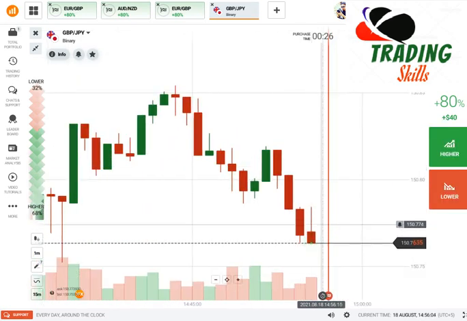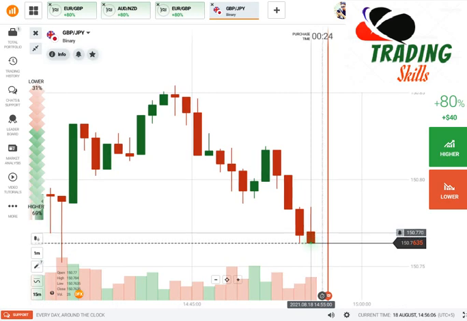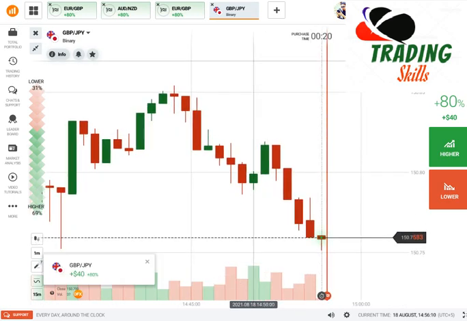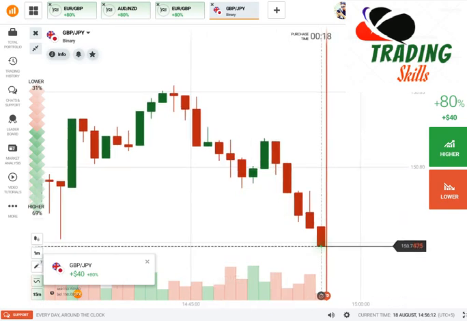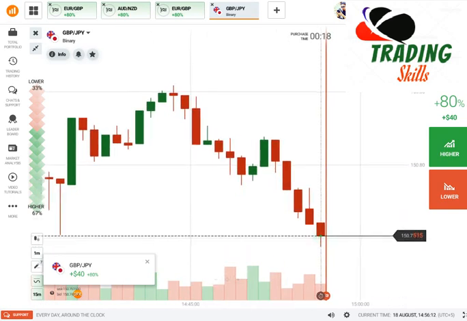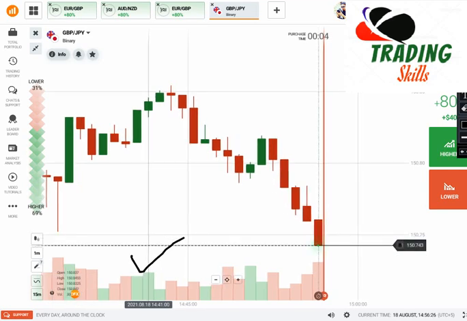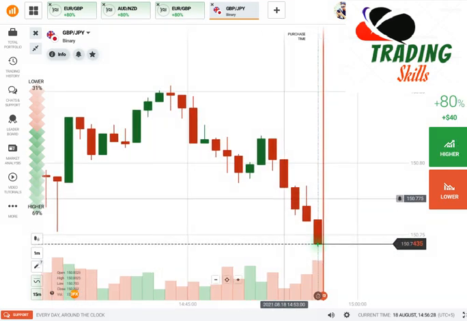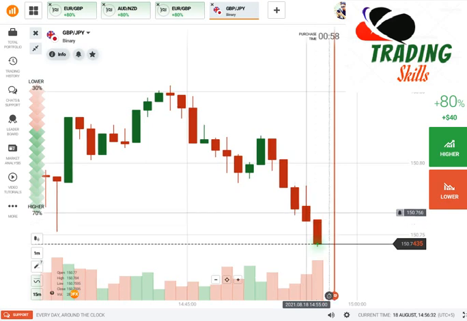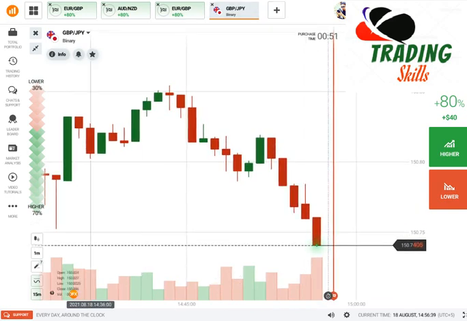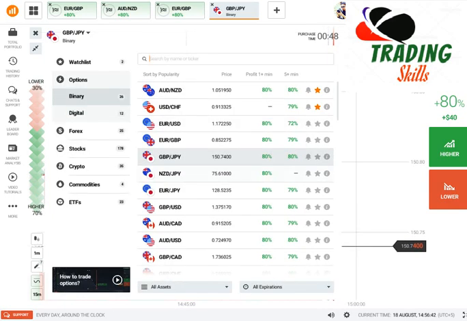My prediction was for this candlestick to be bearish, so I took a trade in a down direction. The market also gave me a winning trade here. So now you saw that I took that trade also and I won that trade. Let's analyze the market again. I need to change the pair.